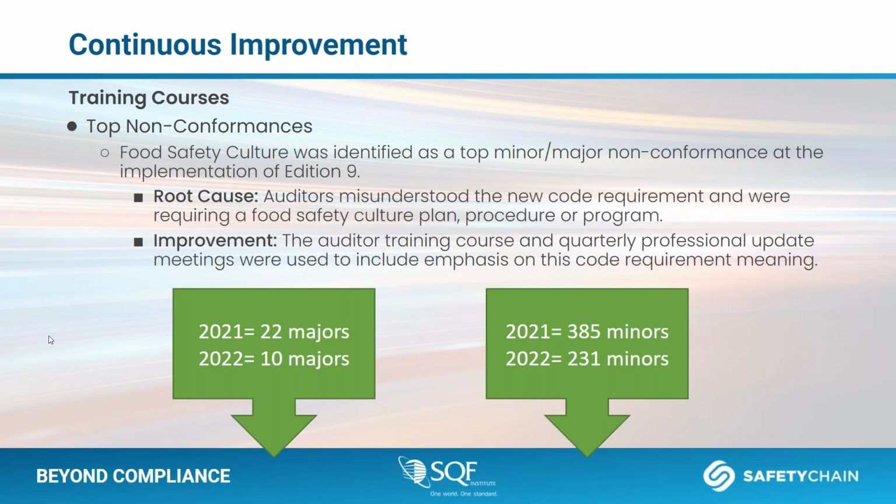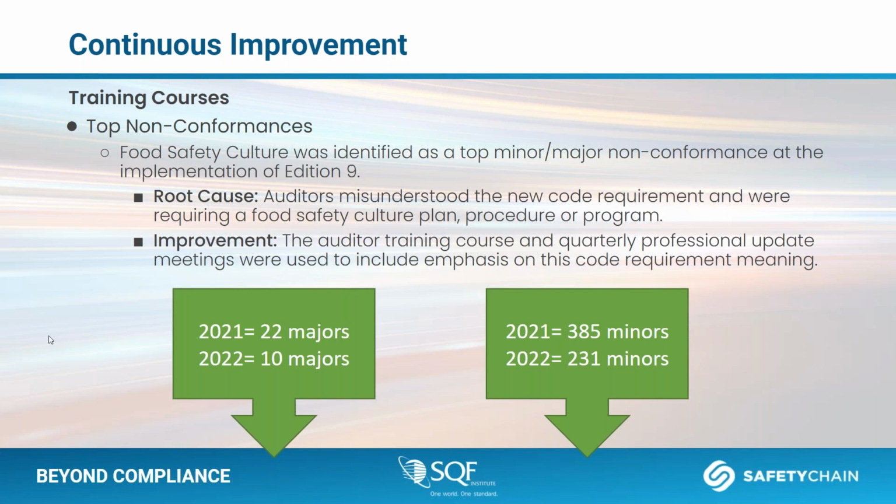And so we began to analyze the data when we saw audit reports coming in, and we started seeing non-conformances to food safety culture. And what we realized is that not everybody had a good idea of what the requirement was. And so we started seeing non-conformances come in for the site didn't have a food safety culture program or a plan or a food safety culture procedure, or they didn't include the words food safety culture in their policy statement.